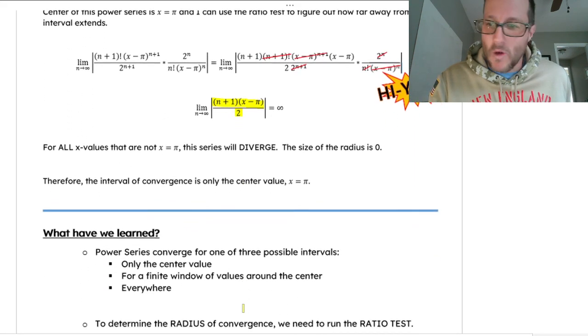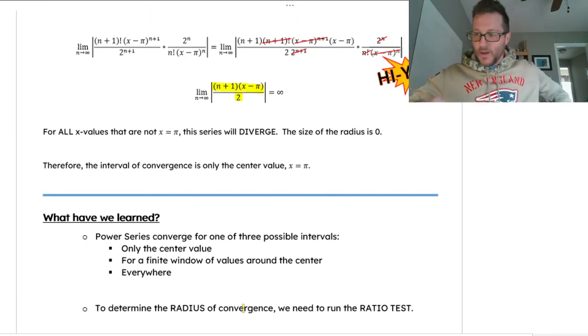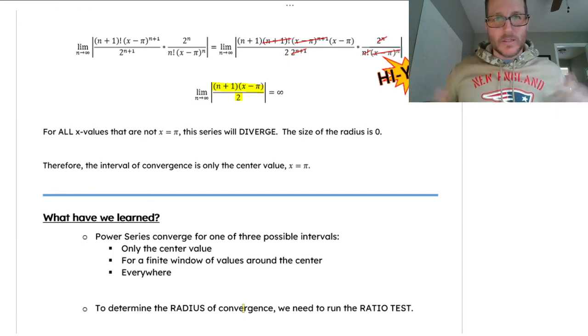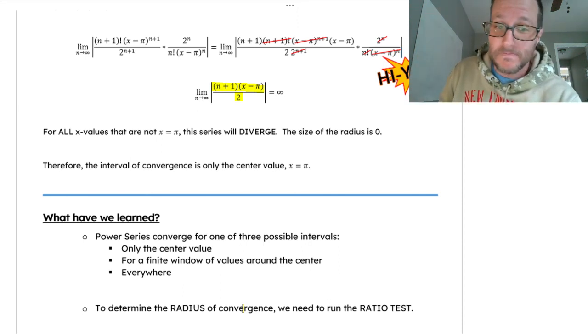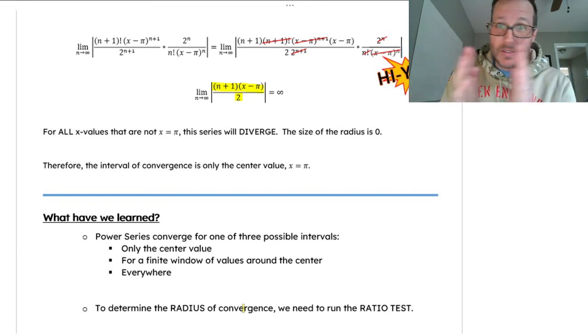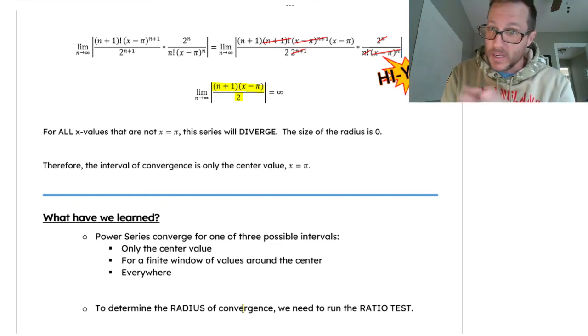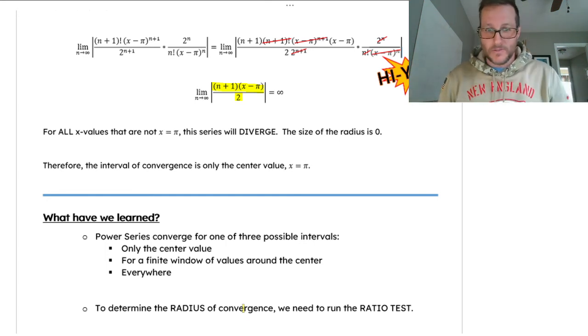So we're going to wrap it up here. So what have we learned? A power series, which is like the granddaddy of all series, includes Taylor and Maclaurin series. There are 3 possible interval of convergence possibilities. Yeah, I said possibility a lot there. It could be only the center value, in which case the radius would be 0. It could be a finite window of values, equidistant on both sides from the center value, which is when the radius is a certain value. And then you could converge everywhere, for all x values.